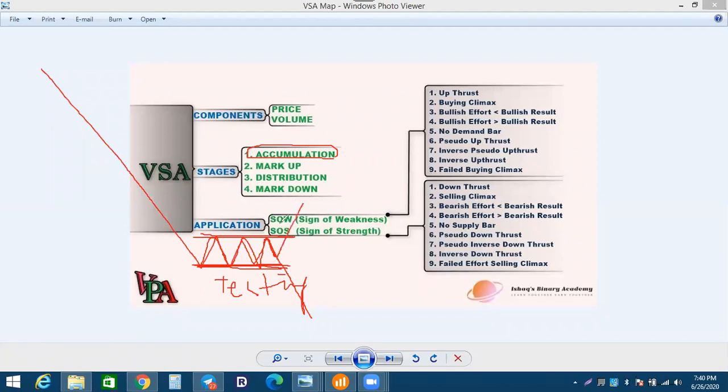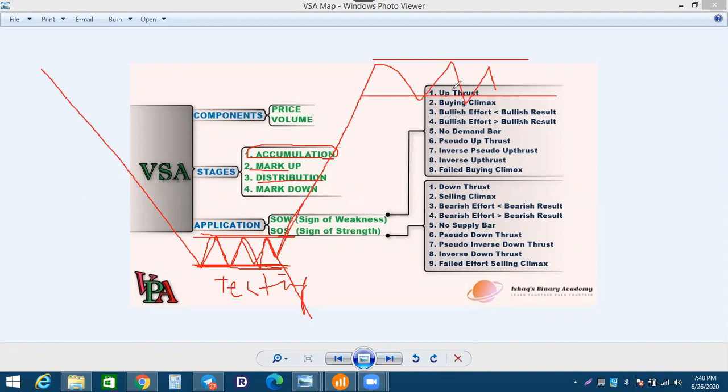Then after accumulation, we will find the markup, that is how much the trend is going in the up direction. When the market is going in the up direction, we consider that a markup. And then, when the trend is going, the trend will change position. This position will change in this type of range. In this range, we can understand whether it is a distribution or not.